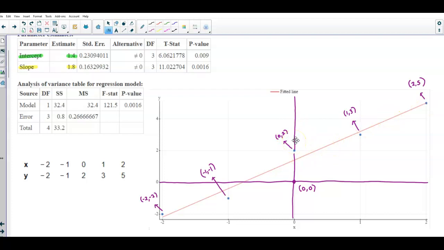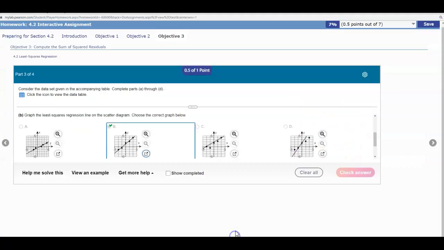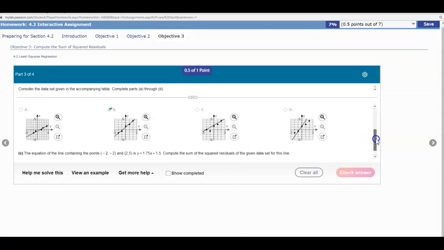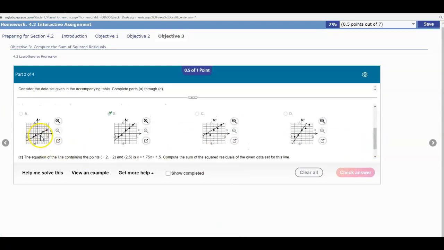Okay, now what we want to be able to do is match this graph with the choices it's given in this question here. So in order to do that, we need to look at each graph and then look at the points to make sure that they verify.